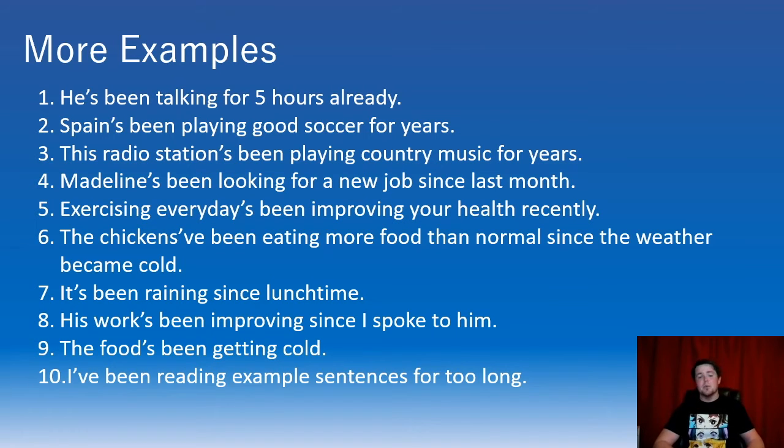Number seven, it's been raining since lunchtime. Number eight, his work's been improving since I spoke to him. Number nine, the food's been getting cold. And number 10, I've been reading example sentences for too long, and you might agree with that.